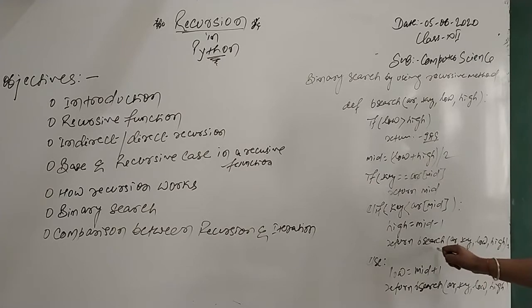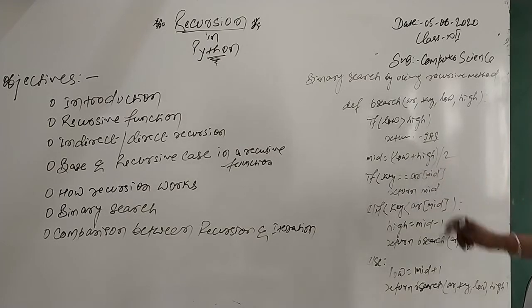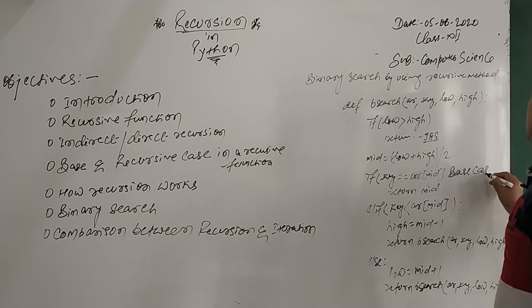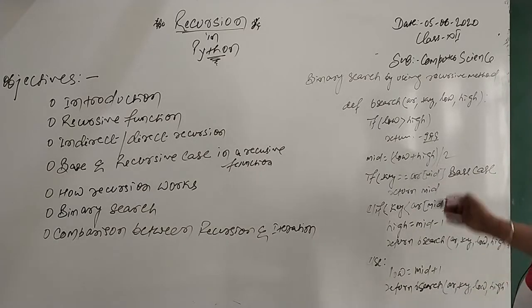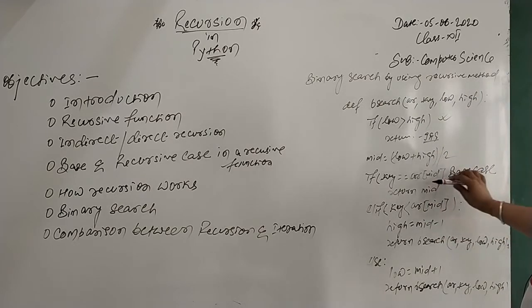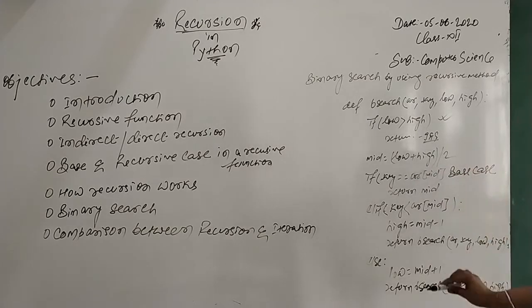Here a recursive case is there. This is a determining one: if key equals AR of mid, this is one of the base cases. We can take this as the example of the base case because we know this. And if low is greater than high, that is again a different situation. You come to this first. If key equals AR of mid, then it is a base case because it directly returns.